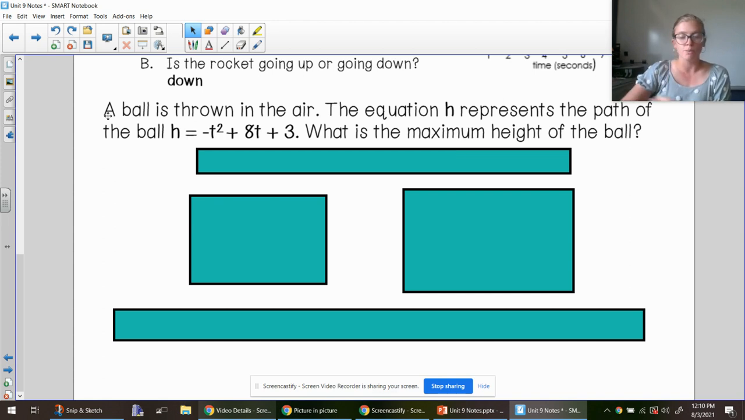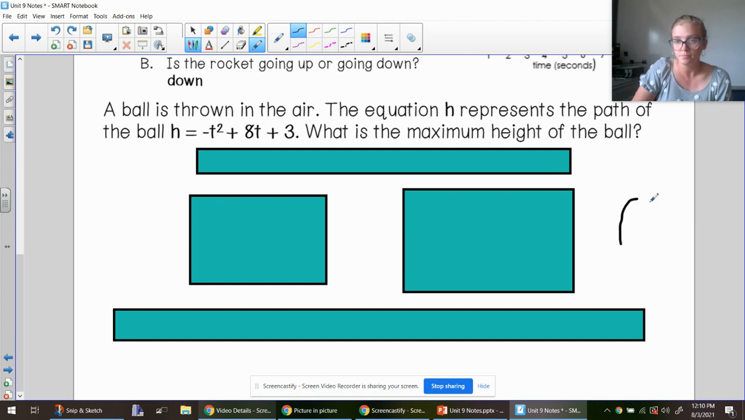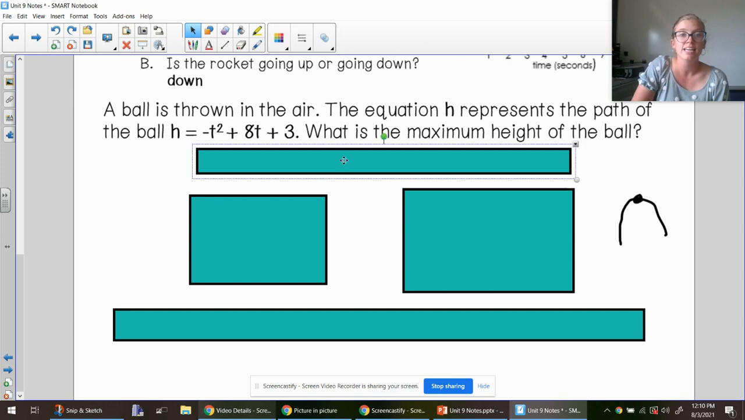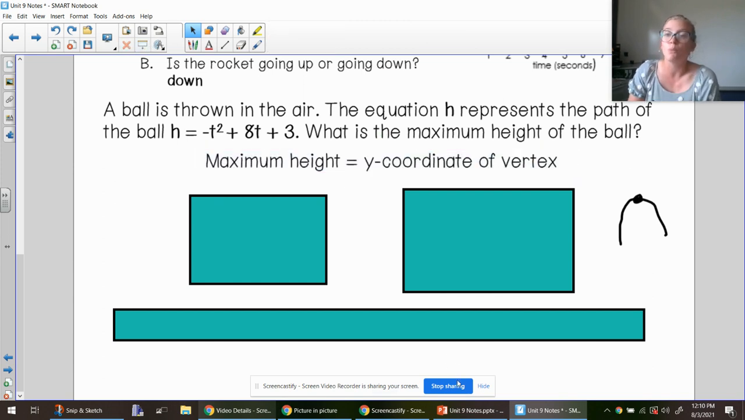And first, we need to figure out what we're finding. So if we're looking for the maximum height of a ball, that's the top of our parabola, which is the vertex. The maximum height is going to be the y-coordinate of that vertex. Because t is time, that's our x value. So h is y, which is our height.